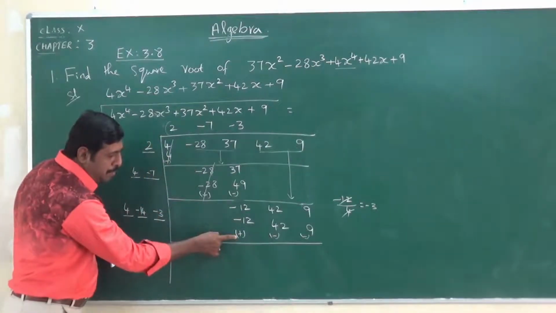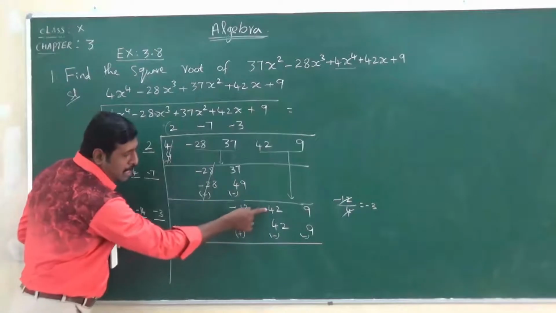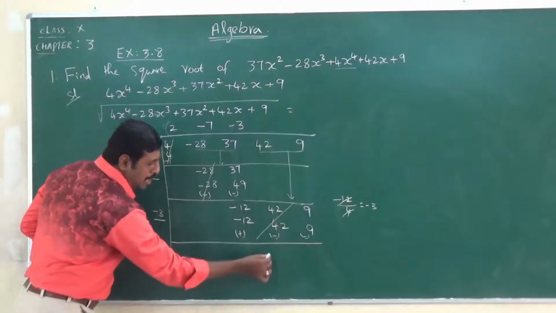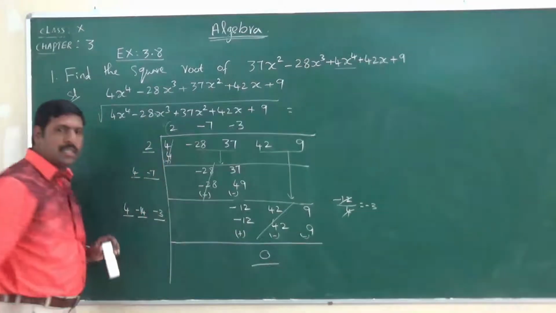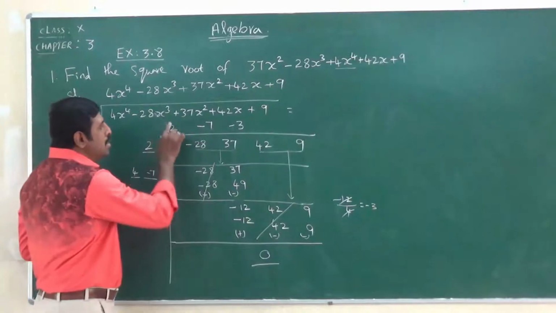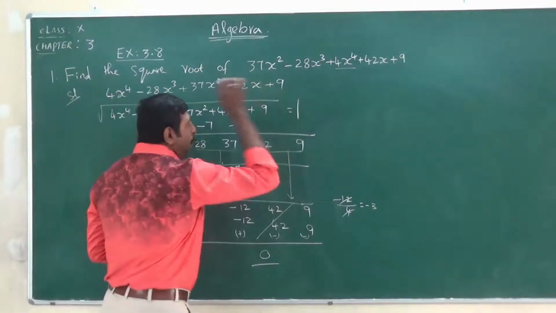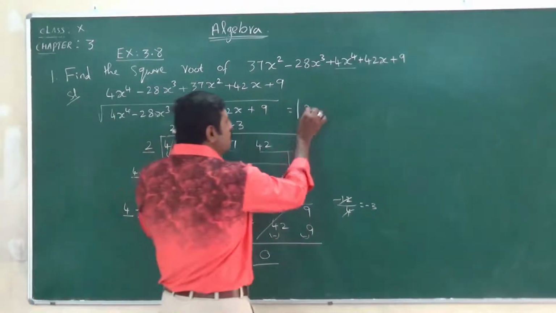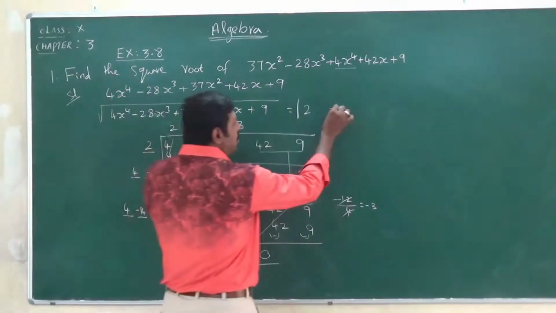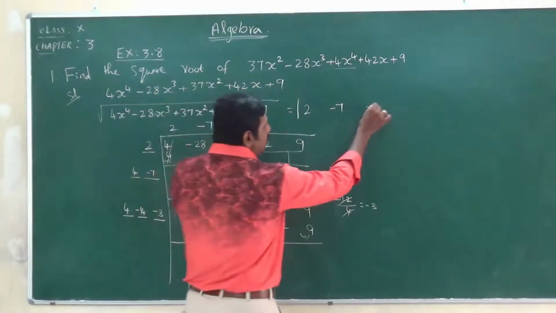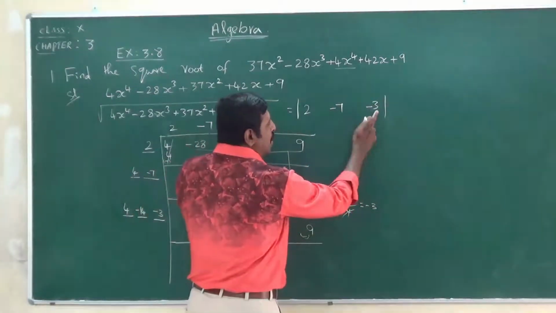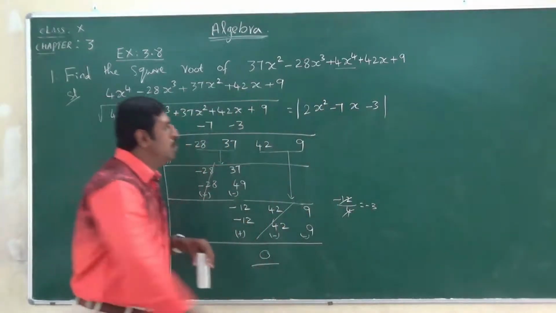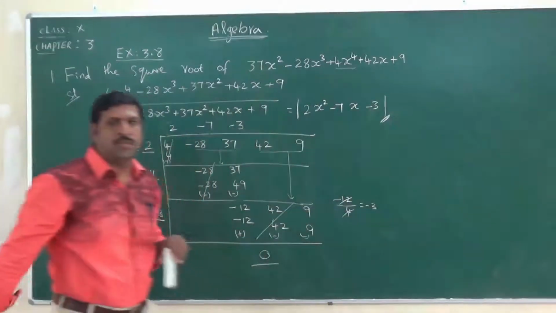So plus 12 minus 12 are cancelled, and plus 42 minus 42 is cancelled. 9 minus 9, all terms are cancelled, so we get the remainder as 0. Now, this is the value. The value should be written in the modulus. See, the first one is 2, and then the second one is minus 7, and then the last one is minus 3. This is the constant value. The next is x, and then x square. This is the value we have to find the square.